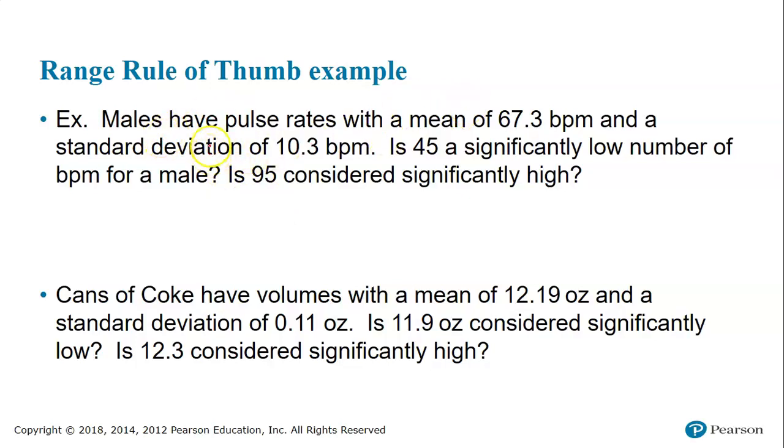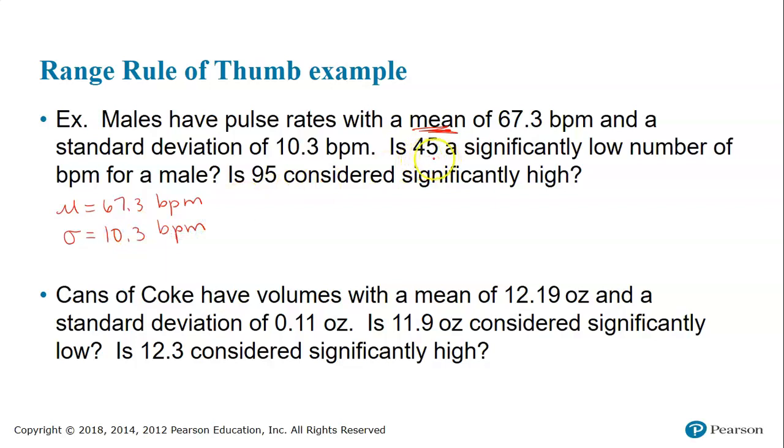You really need to get in the habit of being able to interpret this and write your symbols down. So here we're talking about the mean, and presumably this is of all males because there's no indication of a sample. So that's going to be mu. So mu is going to be 67.3 beats per minute. And the standard deviation is going to be sigma, because again, that's referring to all males, so therefore it's a population. And that's going to be 10.3 beats per minute.